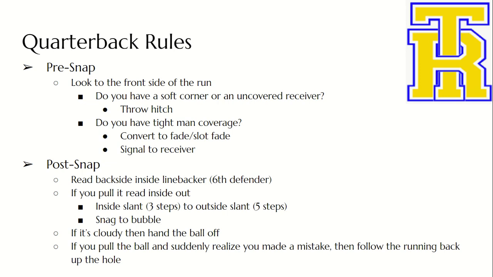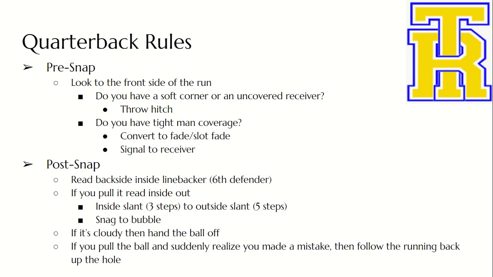If we have tight man coverage, that's where we're going to convert to either our fade or our slot fade. It's important that we signal to that particular receiver. So the quarterback's going to give a signal, and the receiver's going to also give the signal so that we make sure that we're on the same page. When I'm talking about tight man coverage, I'm talking about either cover 0 or cover 1. If they're in any sort of 2-man, that means that they're in a 5-man box, we're going to run the football. I can tag that and just tell that receiver to run the fade. So pre-snap, I'm looking for a soft corner or an uncovered receiver to throw that hitch, and I'm also looking for tight man coverage.